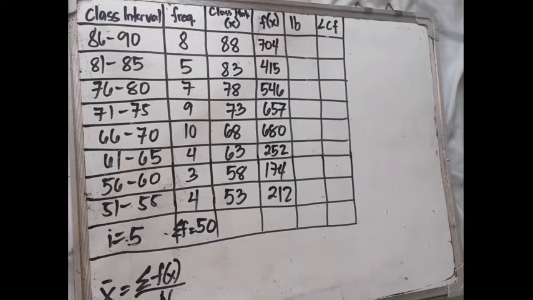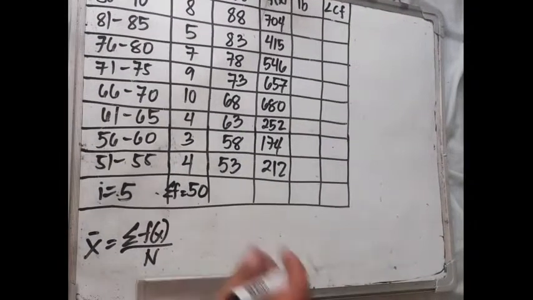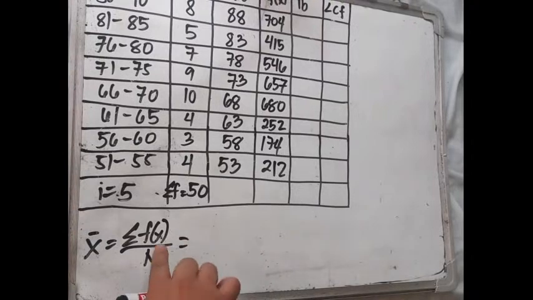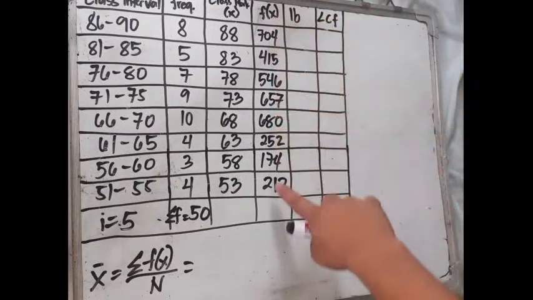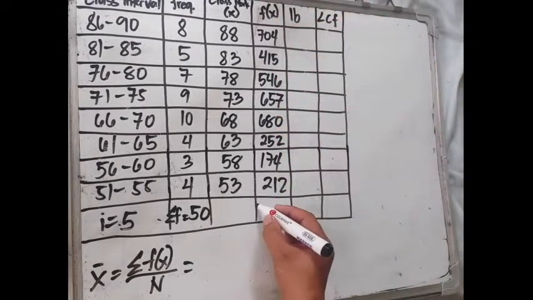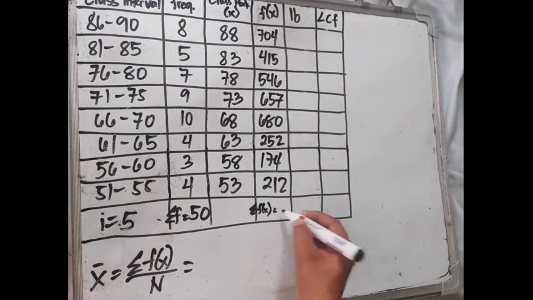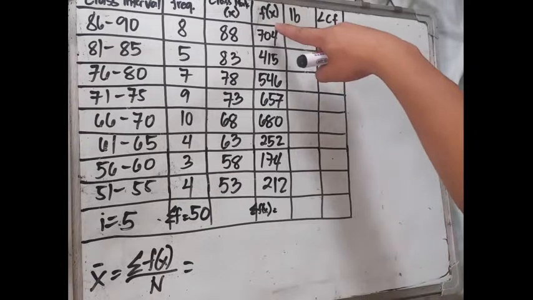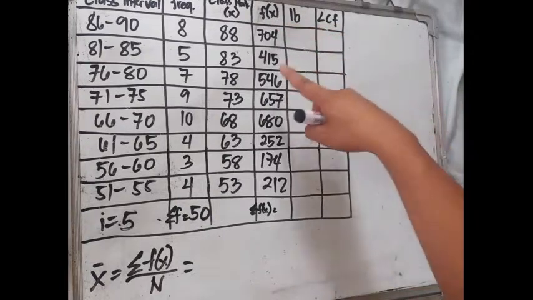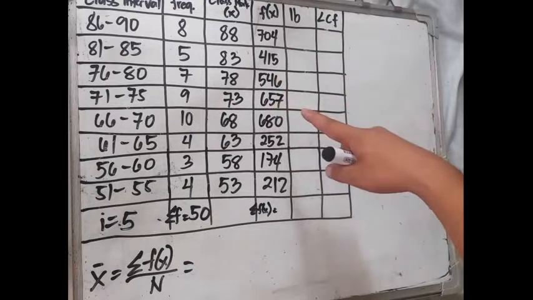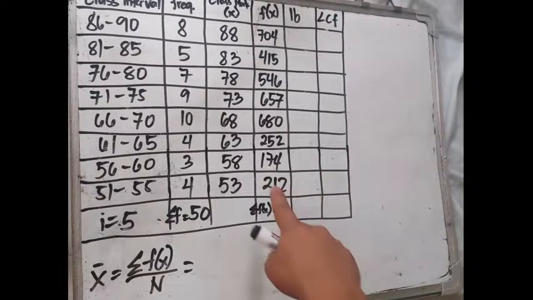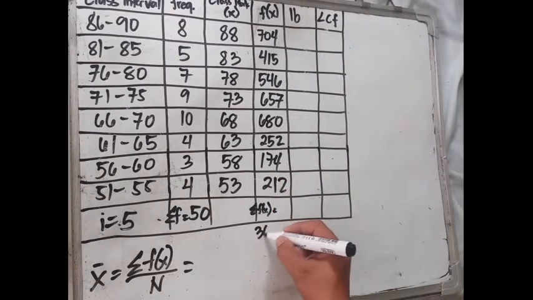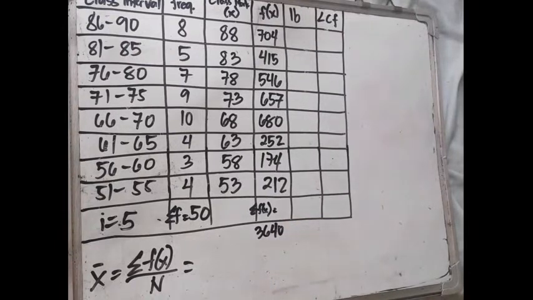Next, based on the formula kanina, so x bar, or that is mean, equals summation of f times x over n, or that is the total frequency. So what is the total sum of f times x? So you need to add the total sum, that is the total summation of f times x, that is equivalent to 704 plus 415 plus 546 plus 657 plus 680 plus 252 plus 174 plus 212. The total is 3,640.